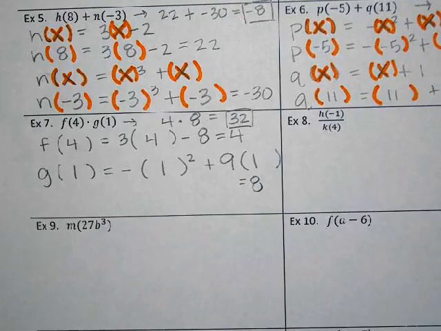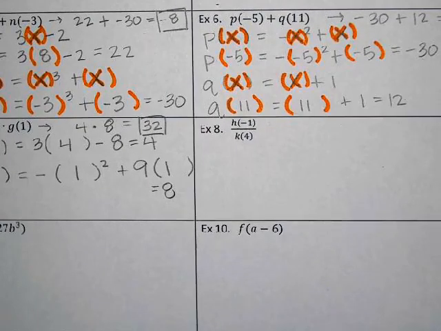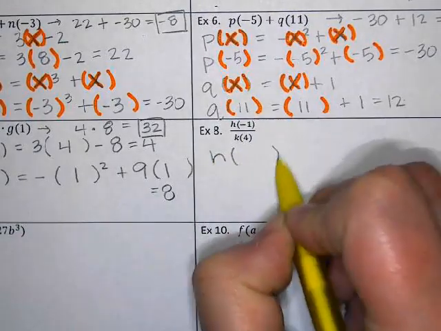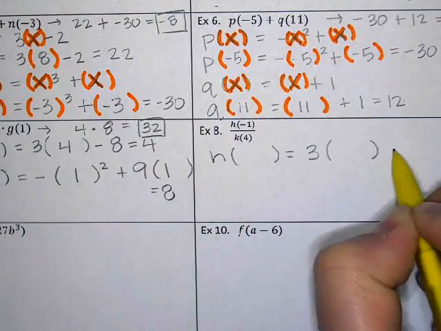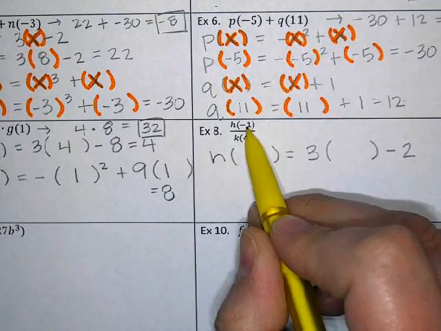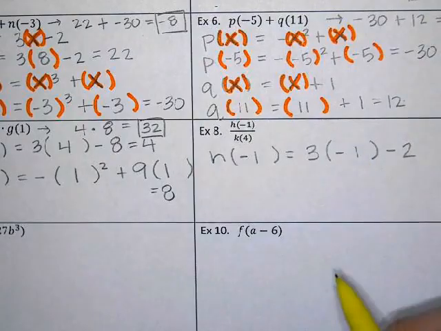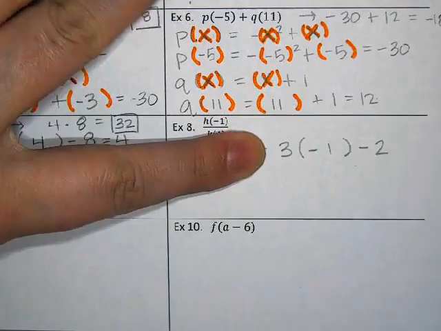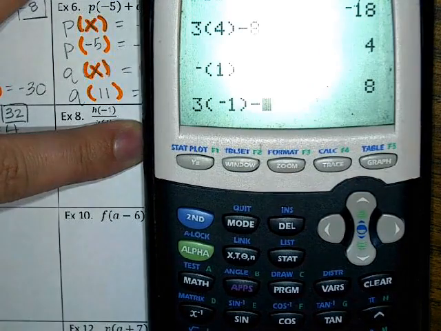Okay, let's try that again. So this one we have function h. So I'm going to say h of x is 3 times x minus 2. And I'm taking h of x and I'm plugging in negative 1. And this is just notation. And then I've got 3 times negative 1 minus 2. Negative 5.